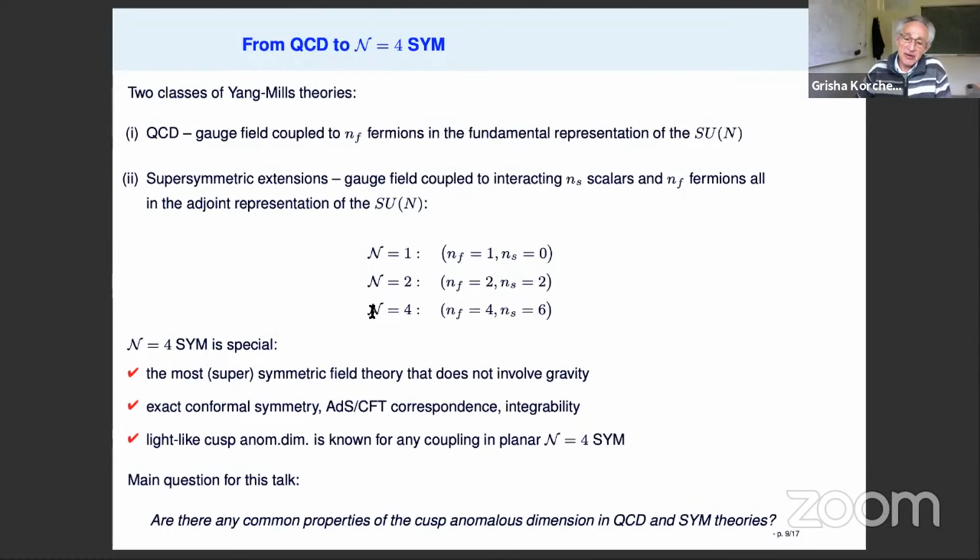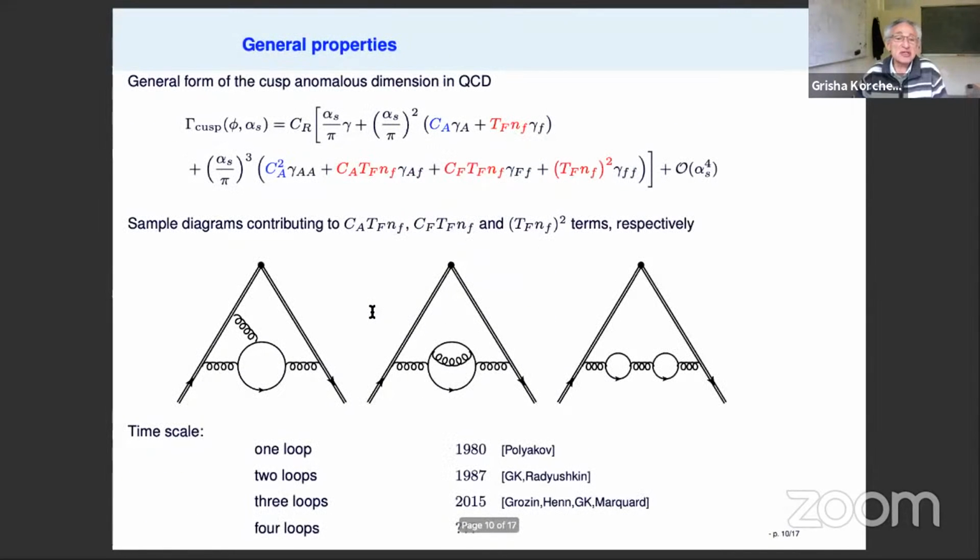in the planar limit exactly. In the context of the cusp anomalous dimension, this translates into the statement that this light-like cusp anomalous dimension, which I introduced previously, is known in planar N equals 4 theory for any value of the coupling constant, which is quite a remarkable result. So having said that, let me repeat the question. We have the cusp anomalous dimension, which is defined in these two seemingly different theories. And the question is, are there any common properties between those functions in these two theories?